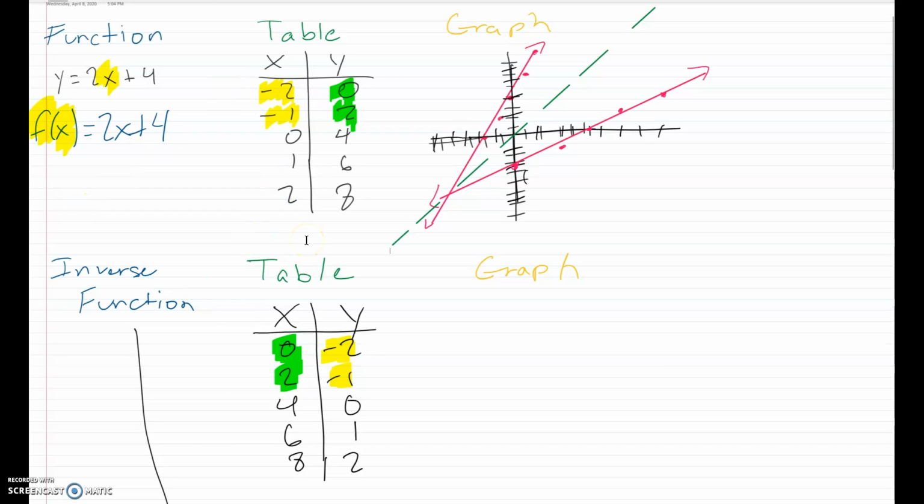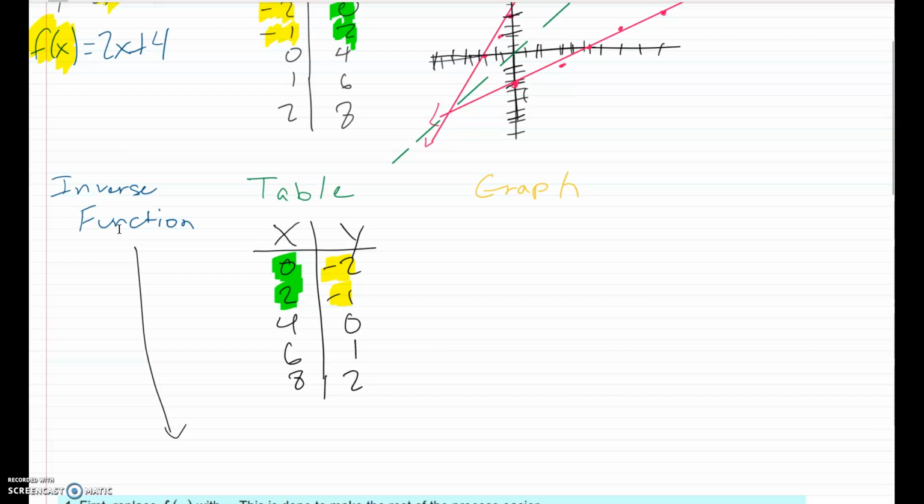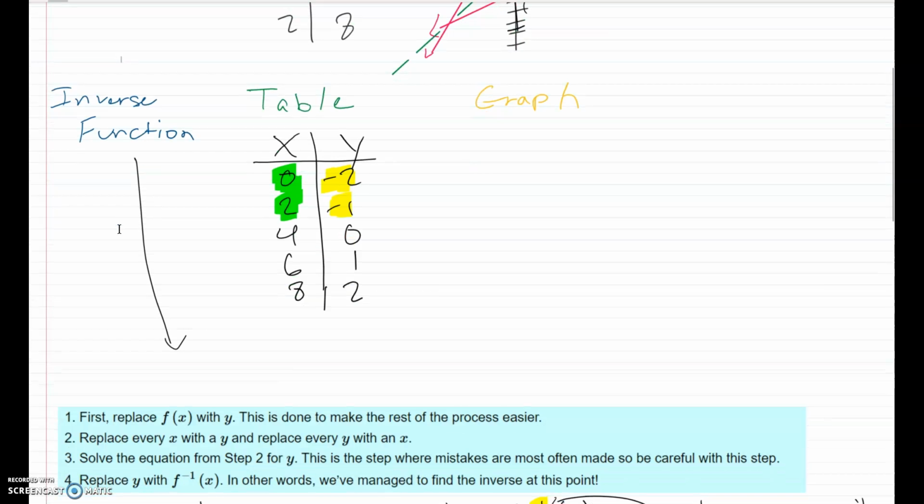But what if you actually wanted an equation? Tables and graphs are great, but sometimes equations are better. I don't know about better, but it's just nice to have. Well, we have a way of doing that, and it comes right down here.